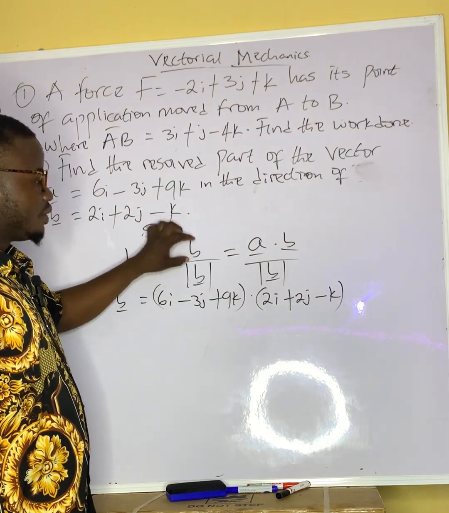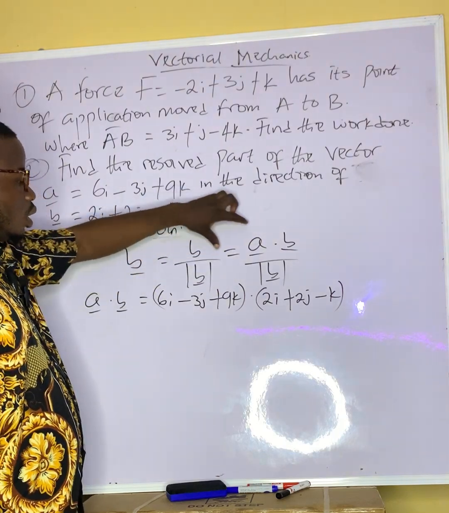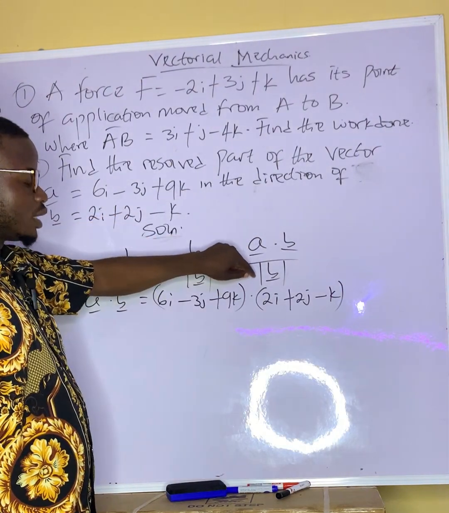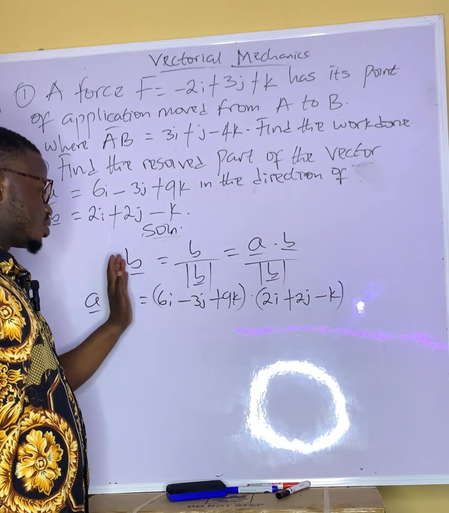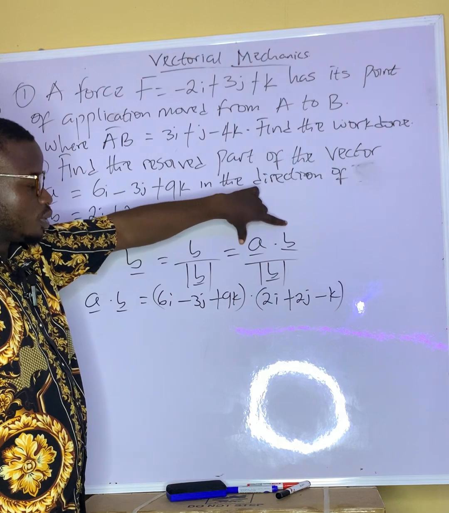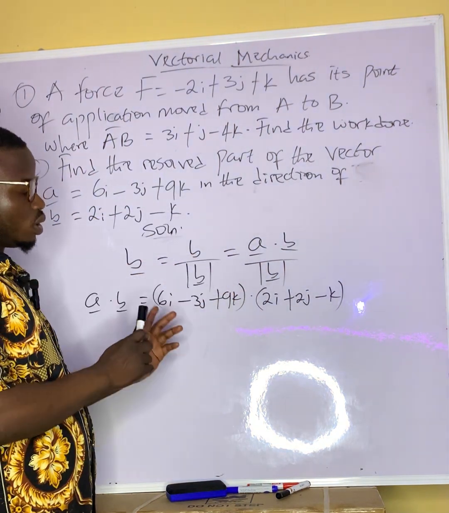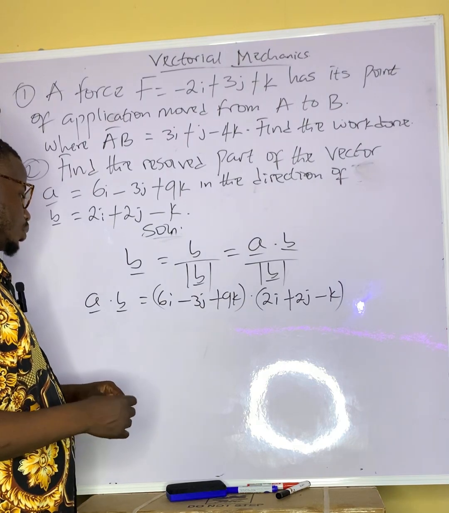So this B is vector A times vector B, that is the dot product of the two given vectors, over the magnitude of vector B, because the question says in the direction towards B. So that will be the dot product of the two vectors given, over the magnitude of the other vector.